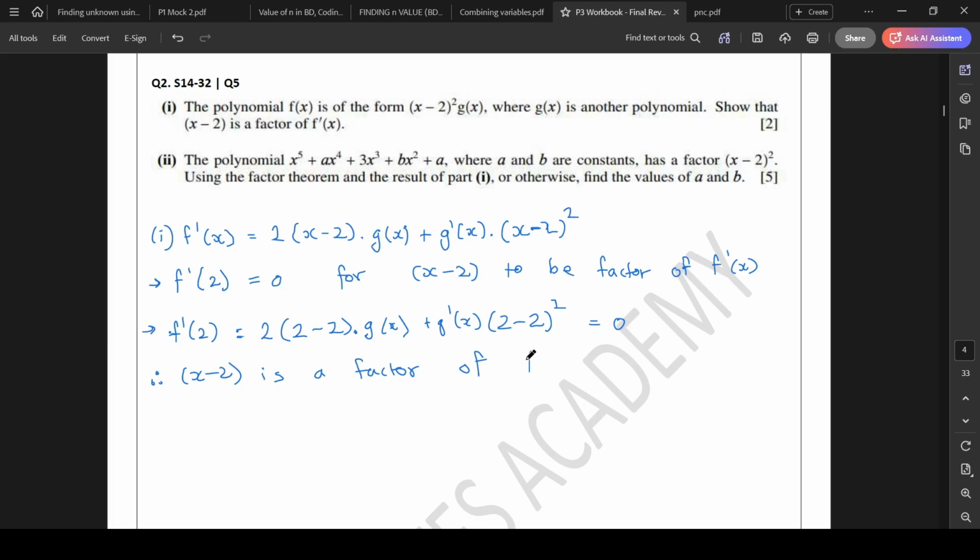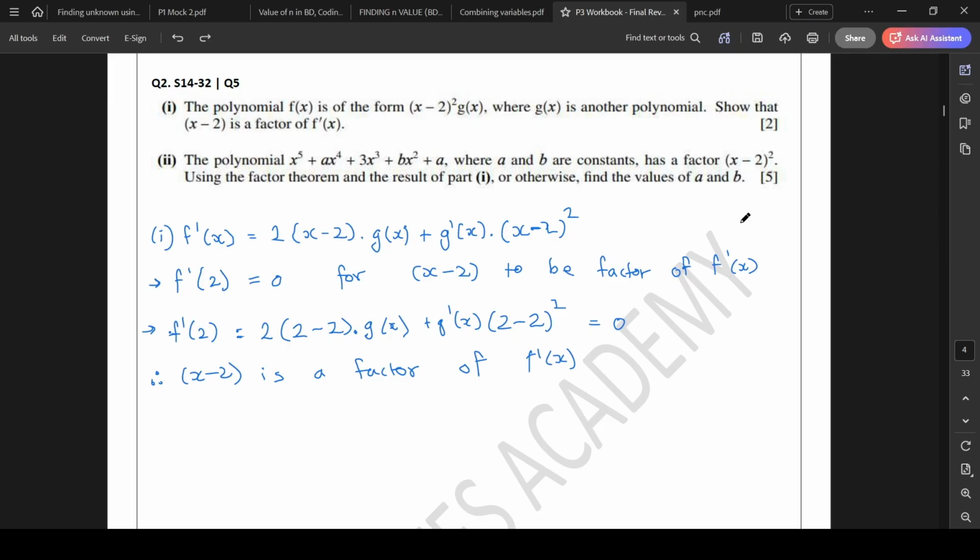of f dash x. Now let's look into the second part. The second part is talking about a polynomial that is a quintic polynomial. We have x to the power of 5. Over here a and b are constants, and it is given that this polynomial has a factor (x minus 2) square. Now using the factor theorem and the results of part 1, or maybe some different technique that may come to your mind, we have to find the values of a and b.